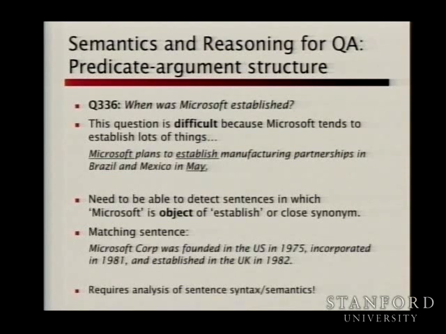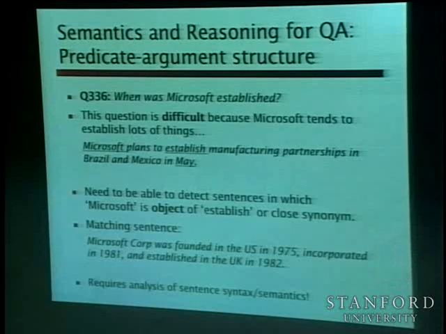So, when was Microsoft established? What are the content keywords there for passage retrieval? They're basically just Microsoft and established, and you know that you're looking for a date. But the problem is that Microsoft establishes all kinds of things. So, Microsoft plans to establish manufacturing partnerships in Brazil and Mexico in May. So you could return the answer May, or if you knew what year that article was published, you might be able to say May 2004. But that's clearly not the answer.